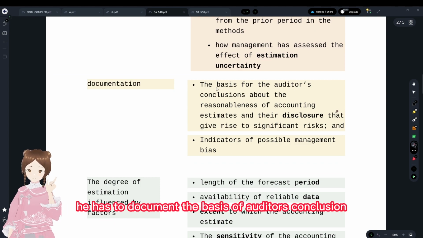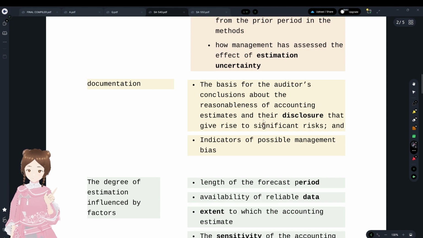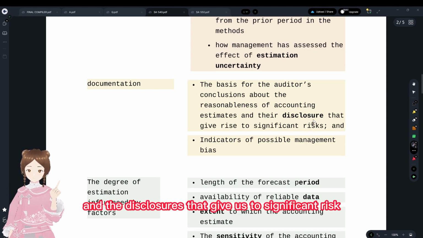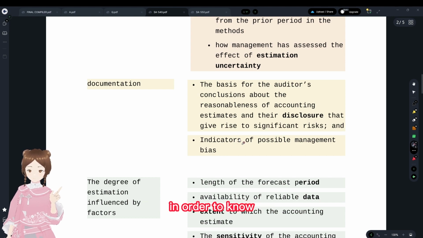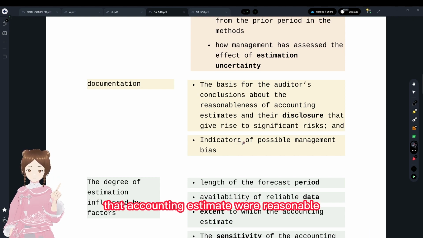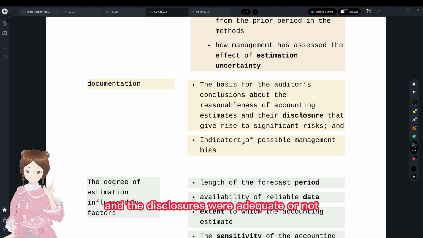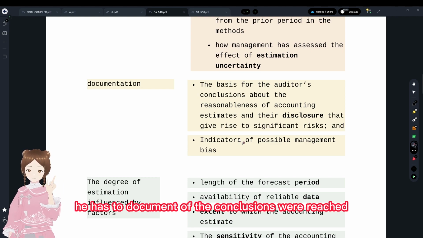He has to document the basis of the auditor's conclusion about the reasonableness of the accounting estimate and the disclosures that give rise to significant risk, and the indicators of possible management bias. What's the auditor's objective? In order to know whether the accounting estimates were reasonable and the disclosures were adequate or not, he has to document how the conclusions were reached.